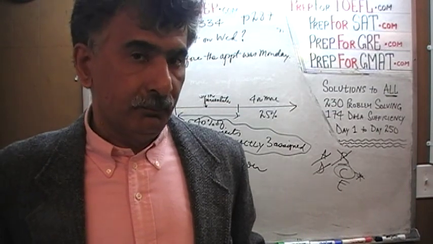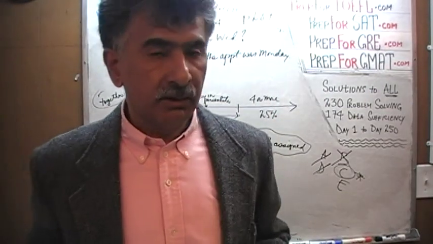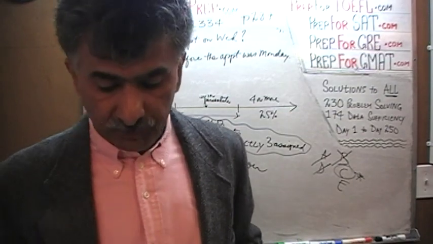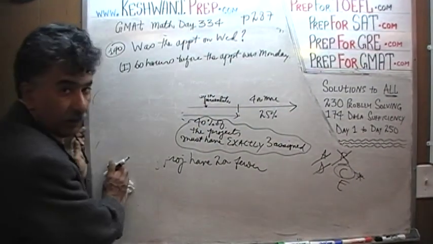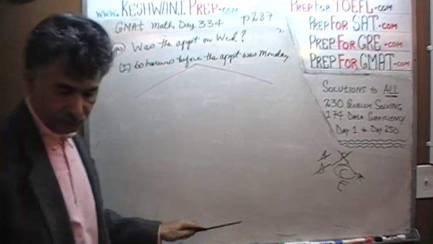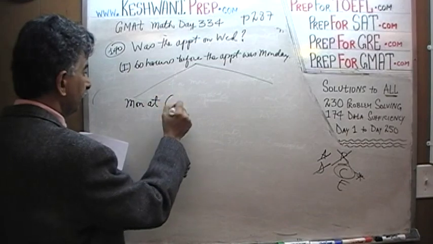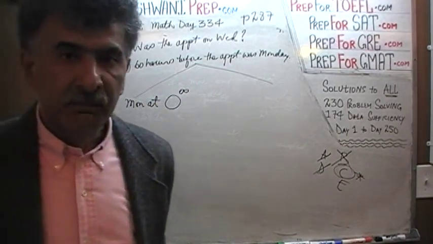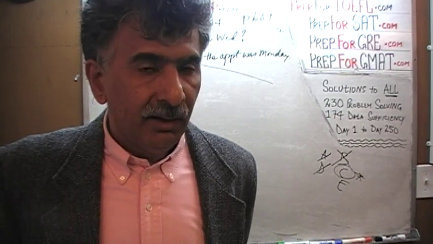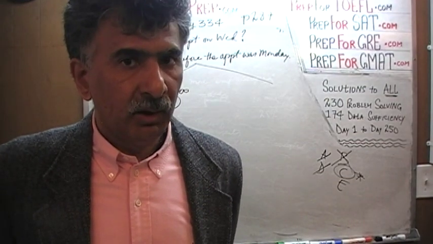So what do we do here? Well, we have no choice but to look at the situation in a comprehensive manner to cover our derriere. So to cover our derriere, we're going to look at the two extreme scenarios where it was a Monday, 60 hours before the appointment time. One extreme was that maybe it was Monday at the stroke of midnight. Right when Sunday ended and Monday began, a nanosecond after the stroke of midnight, 0 hours Monday.